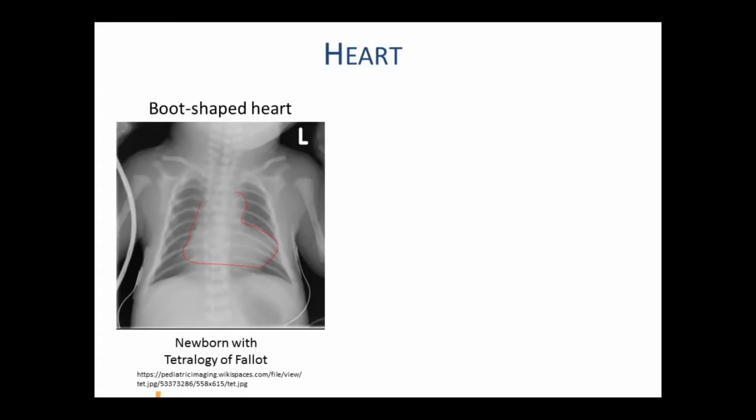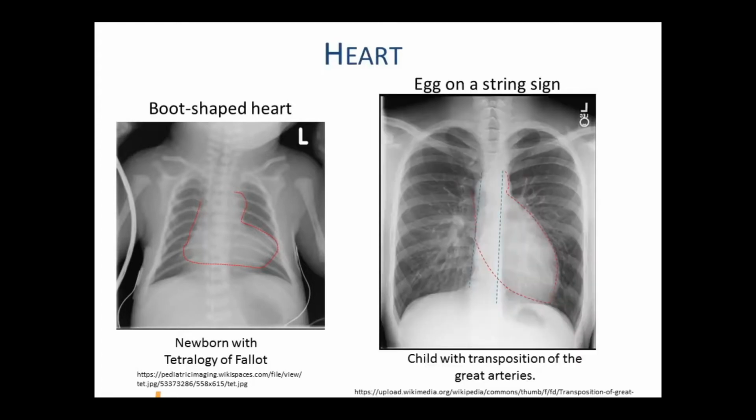Next is the transposition of the great arteries, a condition that results in the egg on a string sign. Transposition of the great arteries is the most common cyanotic congenital condition found in newborns and is characterized by a pulmonary artery that arises from the left ventricle and an aorta that arises from the right ventricle. The enlarged heart appears as an egg that has been laid on its side, while the string is the mediastinum that has been narrowed by thymic atrophy and lung hyperinflation.